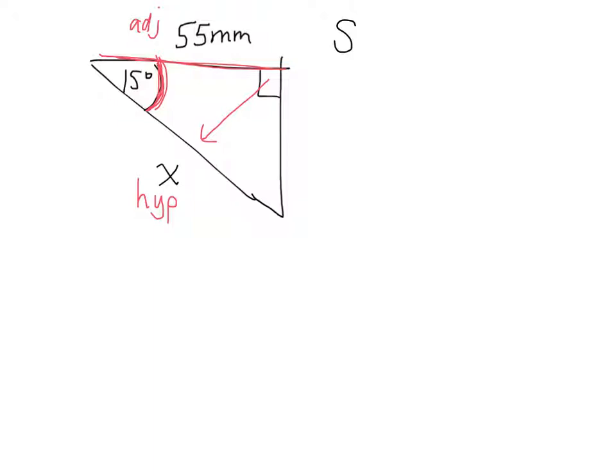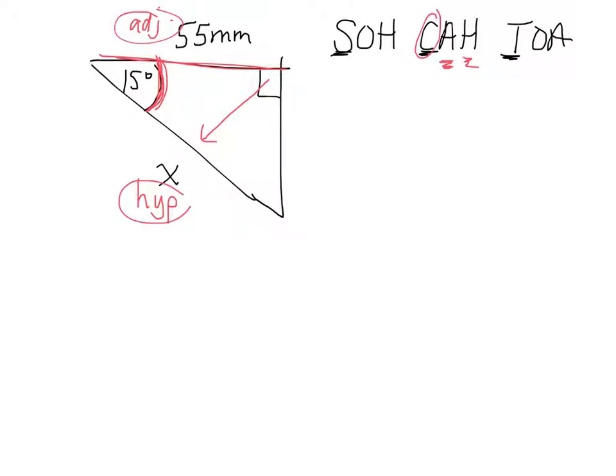So let's write SOH CAH TOA. And you tell me, are we going to use the sine ratio, the cosine ratio, or the tan ratio? Okay, the cosine ratio is the only ratio that uses adjacent and hypotenuse, and that's what we're working with here. Adjacent and hypotenuse, right? So let's solve this. Good. Cos 15 degrees is equal to what? 55 over X. Why is it not X over 55? Because it's adjacent first, then hypotenuse.